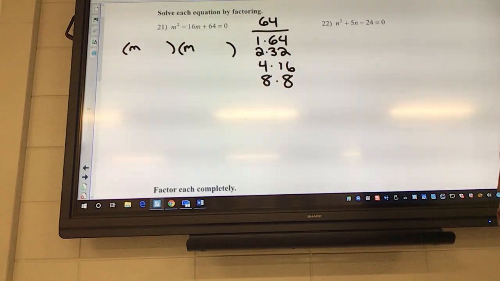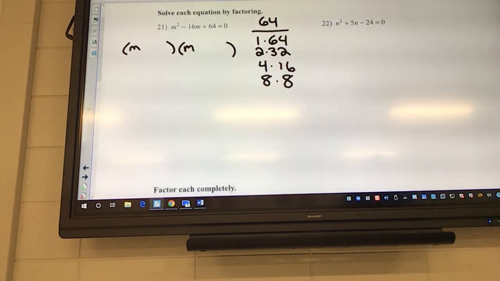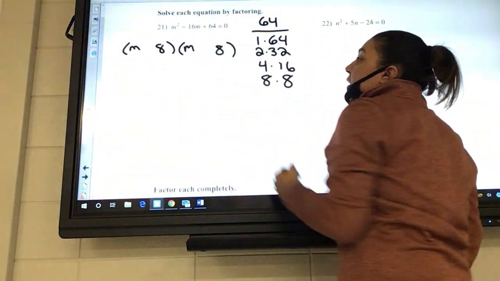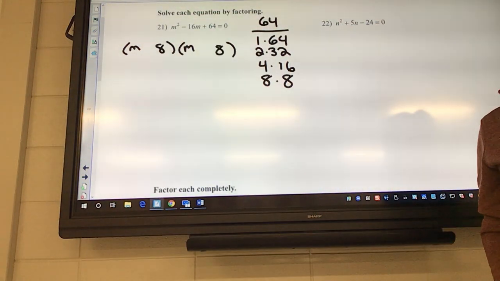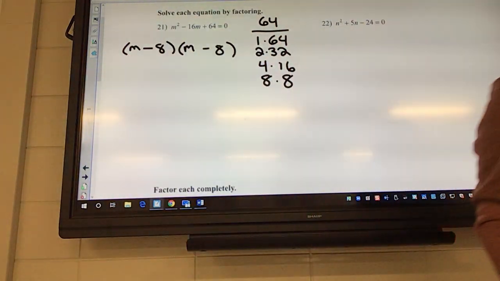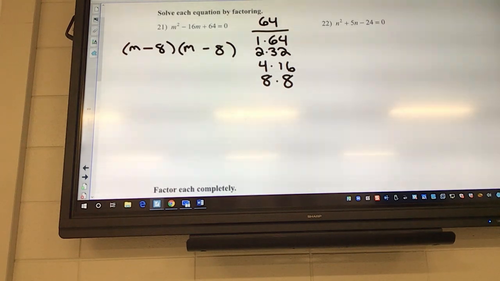So of these numbers, I need something to add or subtract to give me what? 16. So what can I use? 8 plus 8. And I need a negative 16. So how can I make that happen? A negative and a negative. Do we stop or keep going? Keep going to 0, because it says equals 0.